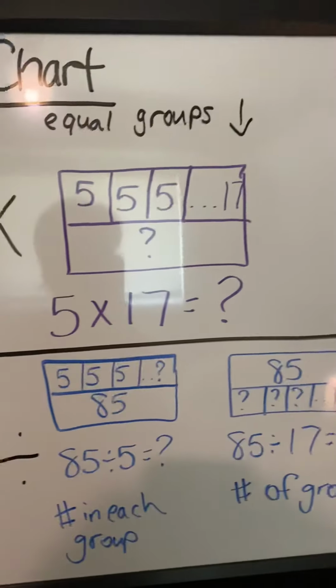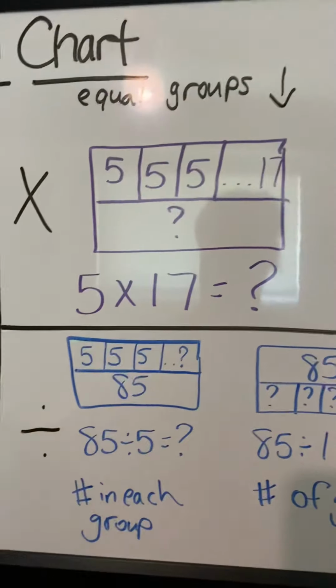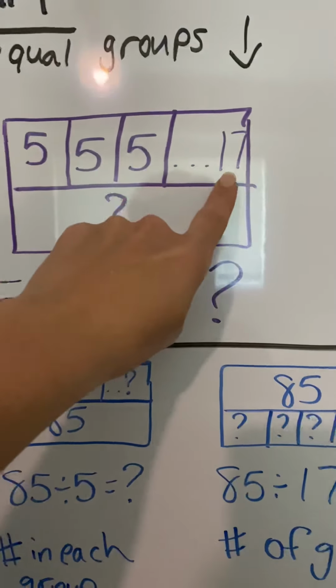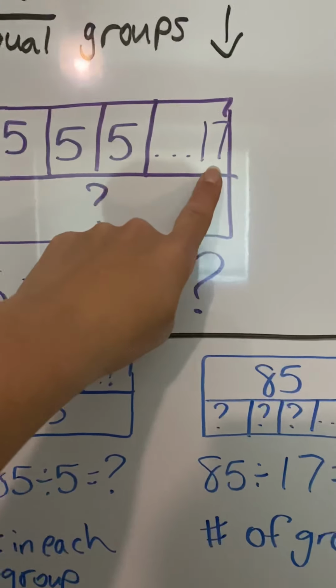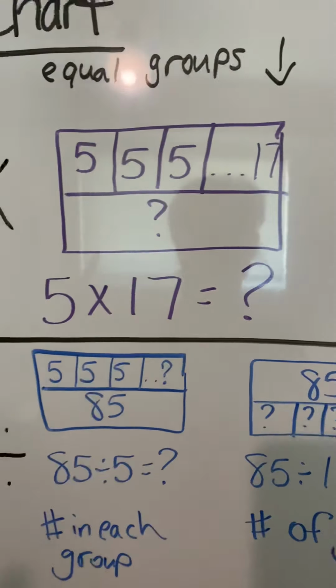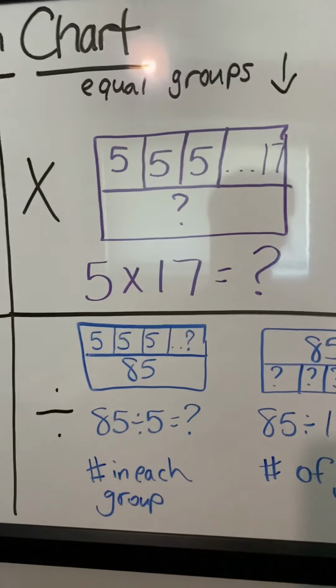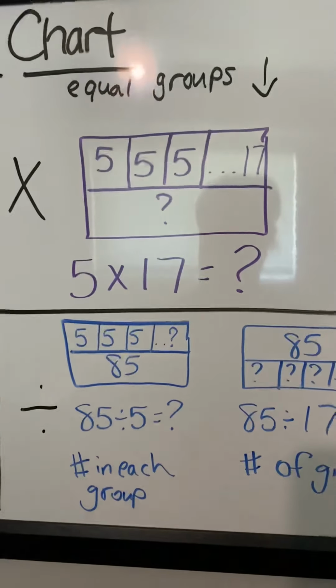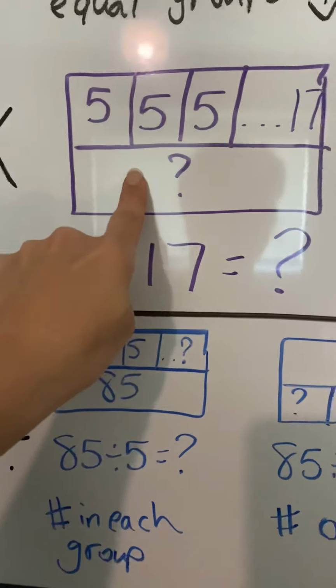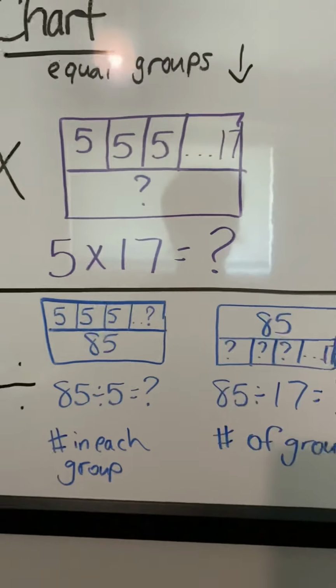For multiplication, now I have equal groups. I am going to be adding 5 over and over and over again until I get to 17. Okay, so an easier way to do this, if I'm adding the same number over and over and over again, we say the rule is more than 3 times, then it would be 5 times 7 is going to give me the total that I need.